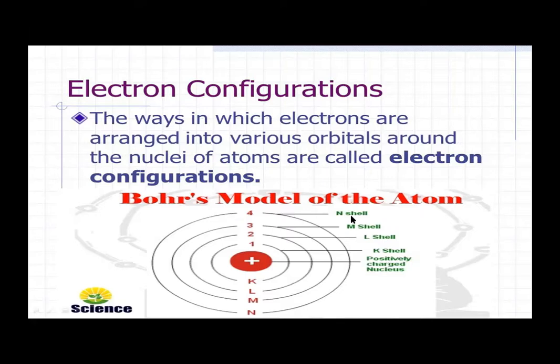According to Bohr atomic model, the first shell is called K shell, second is called L shell, third is called M shell, and fourth is called N shell.